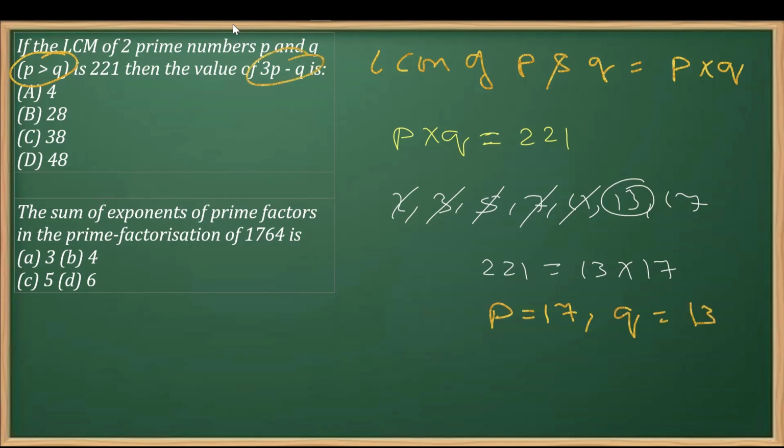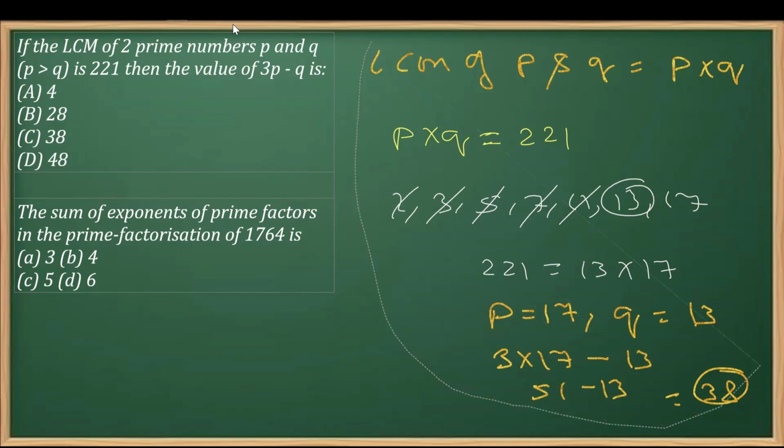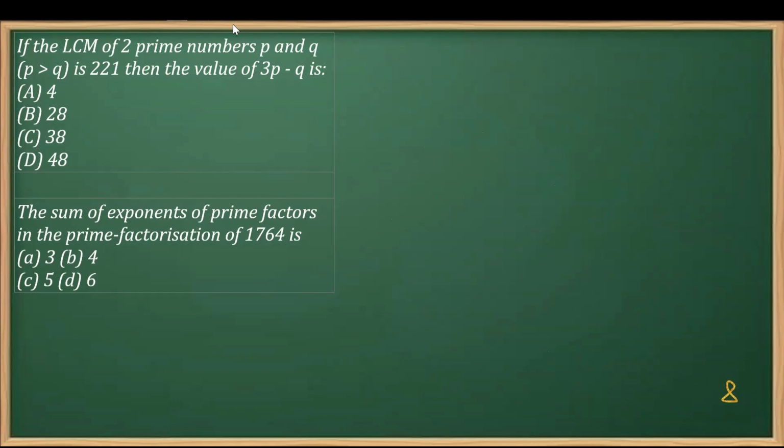Now check, what we had to get was 3P minus Q. So 3 times P, that is 17, minus Q. So this is 51 minus 13, which is how much? 38. Yes, option C is the correct answer for this. Now let's check the other question over here, the second one.